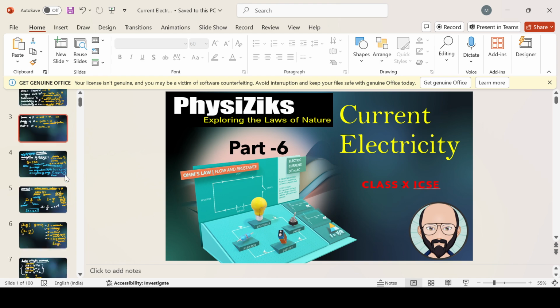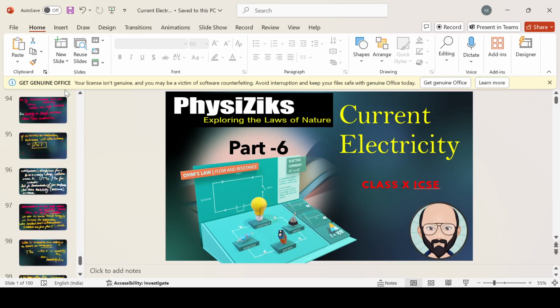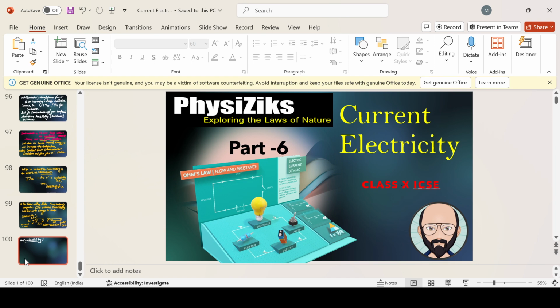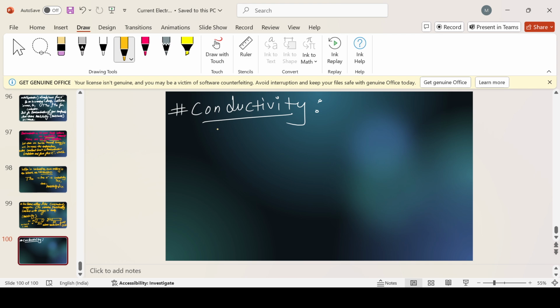Okay, so already we have finished most of the first part. Now let's talk about the one or two topics which are left, that is the conductivity and all. So already I told you what conductivity is, right? It's a reciprocal of resistivity.